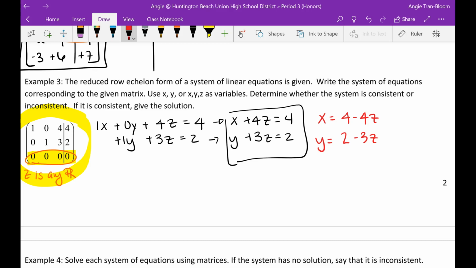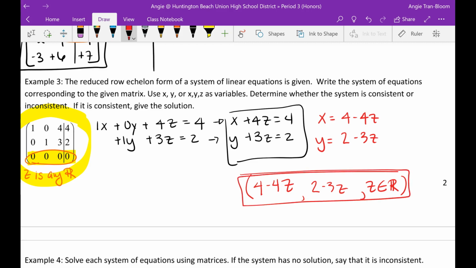Now, because the last row is all 0, that means we can choose our z. That z belongs to the set of all real numbers, or in this case, z is any real number that you want to pick. Whatever you pick, x depends on what you pick for z. So since I can't pick a value, and you can't pick a value either, we're going to say x is 4 minus 4z, and y is 2 minus 3z, and z is any real number, okay?